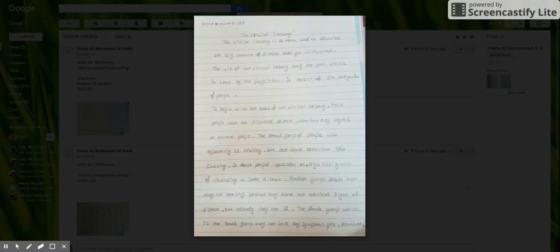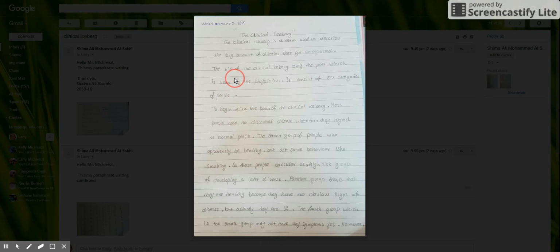Clinical iceberg is a term used to describe the big amount of disease that go unreported. Okay, so first of all, big is a very general word and it's often misused. So I think that's not the correct one, right? A large amount of disease that goes unreported, a significant amount. Big is a very simplistic word, so you might want to change that.